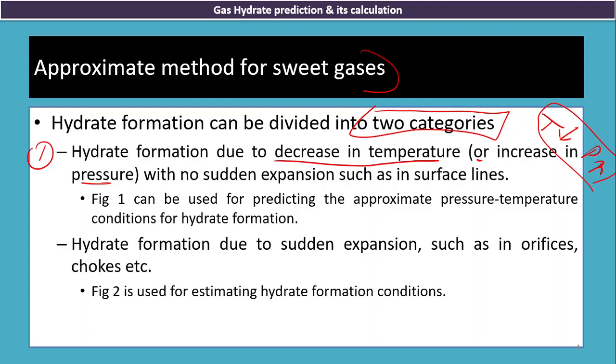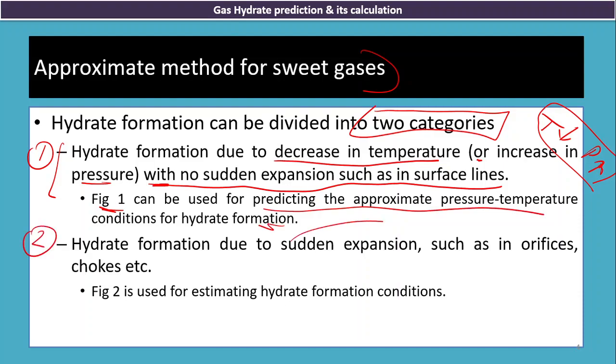This situation arises with no sudden expansion, such as in the surface line. If this is the region, then we can follow figure 1, which can be used for predicting approximate pressure and temperature conditions for hydrate formation. The second case is hydrate formation with a sudden expansion, such as in orifices and chokes. In that case, we can use figure 2 to estimate the hydrate formation conditions.